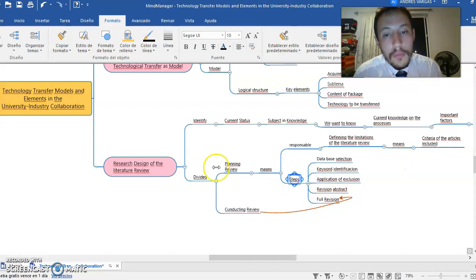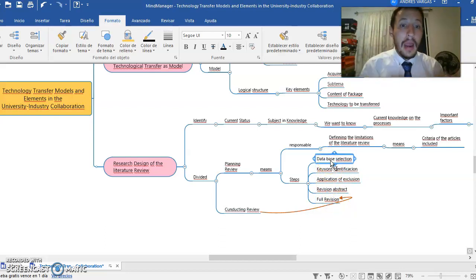And also, in the plan review of the research, we have different steps that we have to follow. We have database selection, keywords identification, an application of the exclusion, revision of the abstract, and full revision. That means for all the papers I have to provide different steps. It's like a kind of document that you're presenting to the university as all my work. So that's the best example.